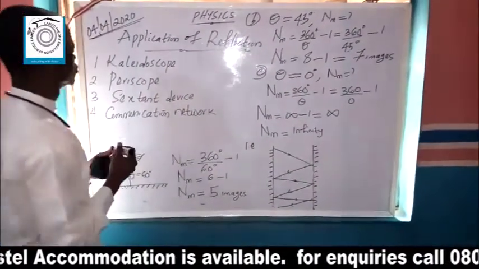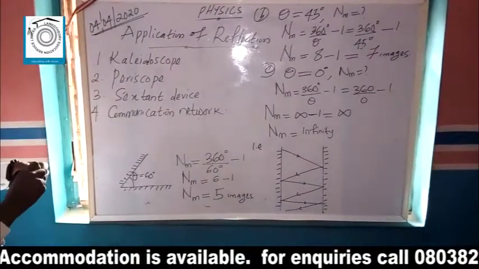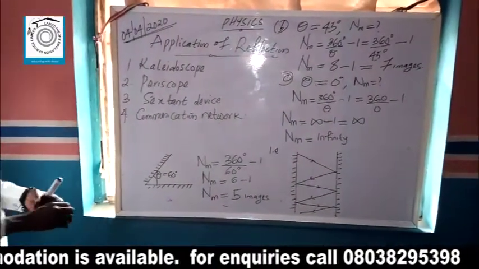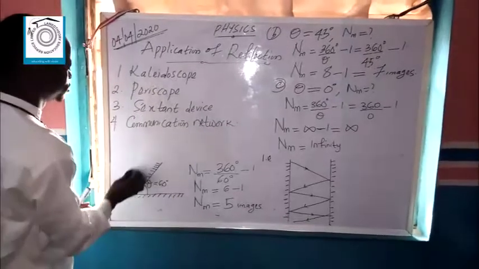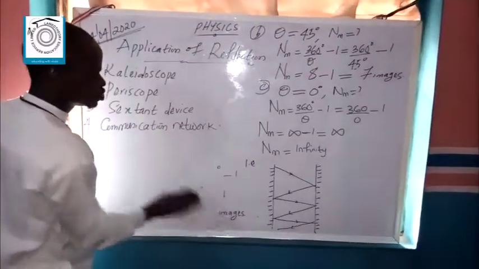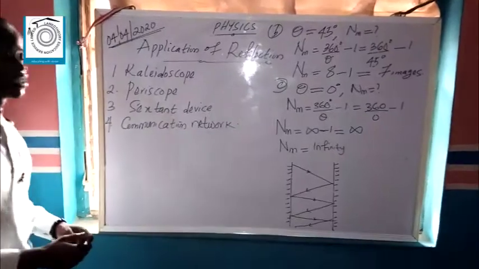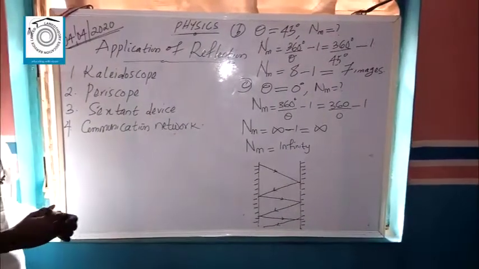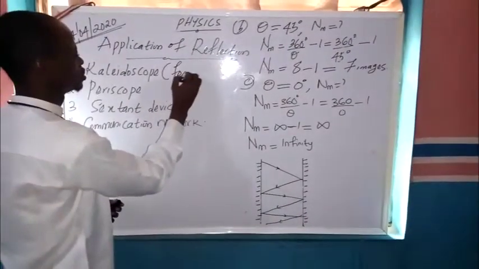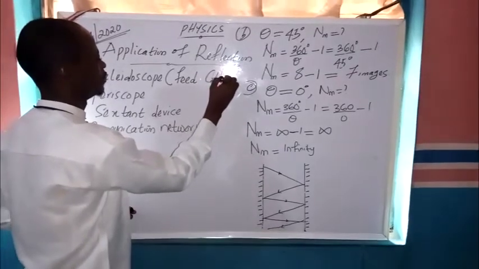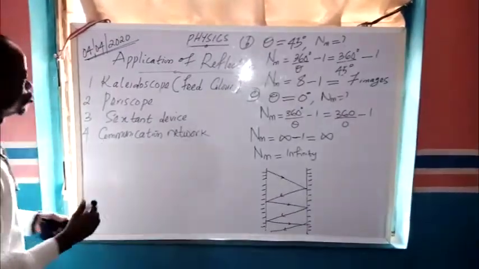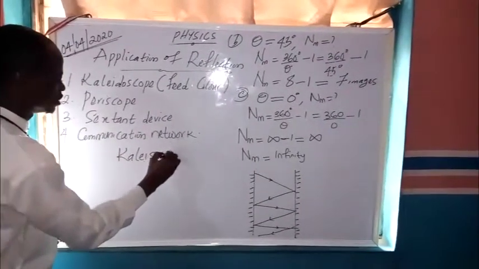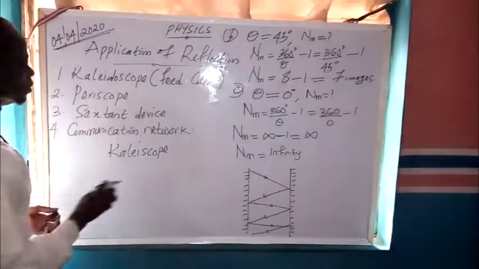How is this used? Let me firstly go to the explanation of the kaleidoscope. A kaleidoscope is an instrument used to view color. If you want to view color in an object, you can use a kaleidoscope. The instrument that is used to view color is what we refer to as a kaleidoscope. This kaleidoscope we are talking about is arranged with mirrors at an angle of 60 degrees to each other.